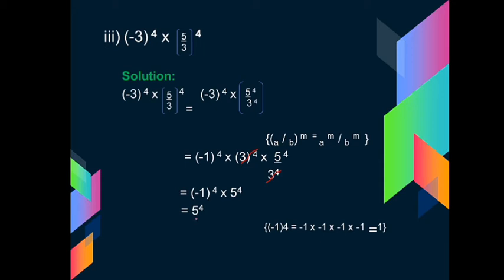Why 5^4? Because (-1)^4 means we have to multiply minus 1 with itself 4 times. So that is minus 1 into minus 1 into minus 1 into minus 1, which will be equal to 1, because 1 into 1 is 1, 1 into 1 is 1, 1 into 1 is again 1, and then we have to multiply the signs. So minus minus will become plus, then plus minus will become minus, and then again minus minus will become plus. That's why here we got the positive 1, and positive 1 into 5^4 will be equal to 5^4 only.